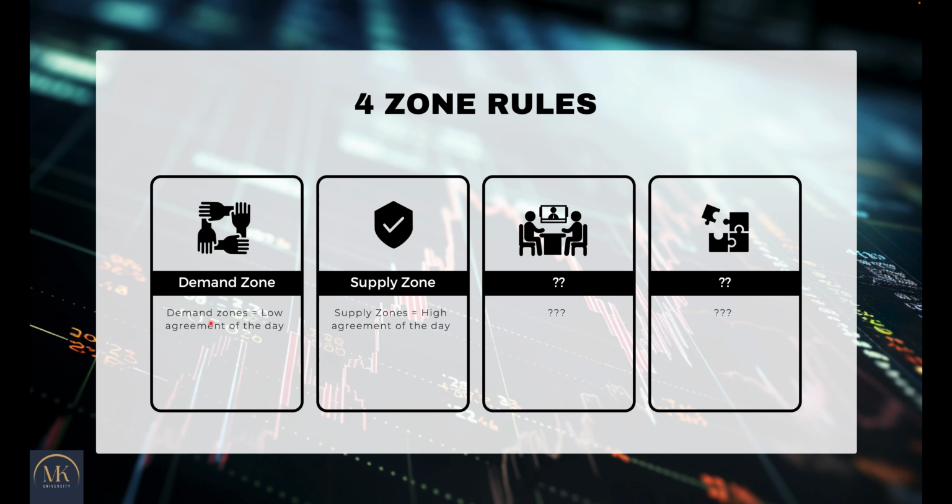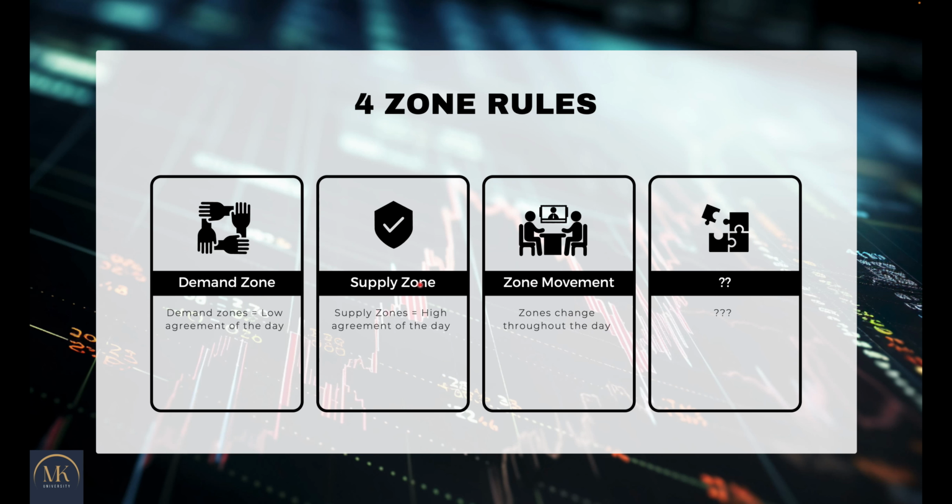Next is a supply zone. A supply zone is the same thing but the opposite. It's the high agreement of the day where two candles agree. And I'll show you again what that looks like in just a second. But before we even get into charts specifically, the demand zone is the low point of the day on the 5-minute chart, and the supply zone is the high point of the day on the 5-minute chart. There are nuances to it, which I'll walk you through, of course, but just keep it very basic from these zone rules as a whole.